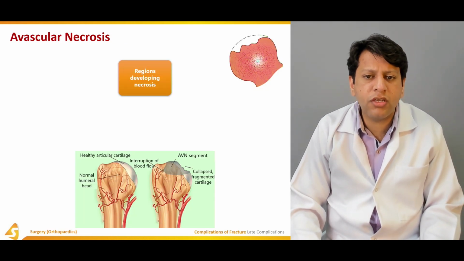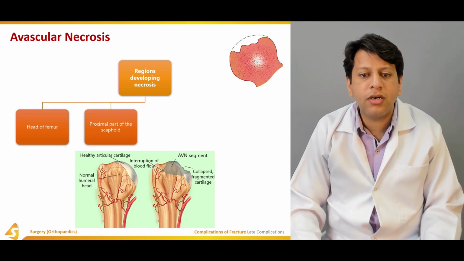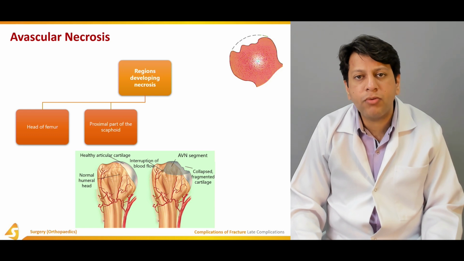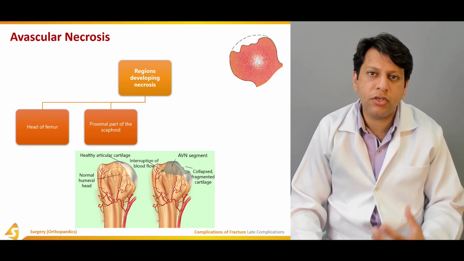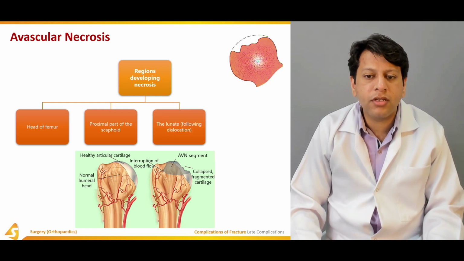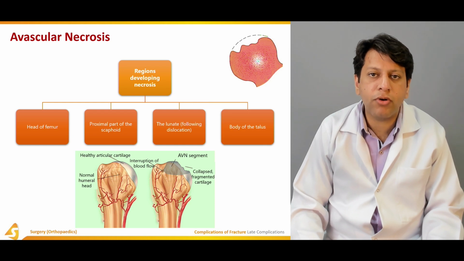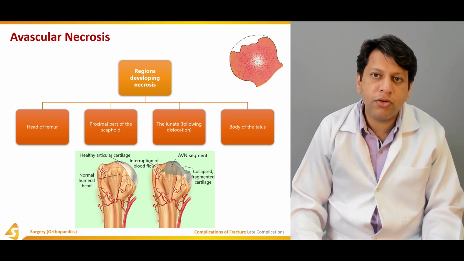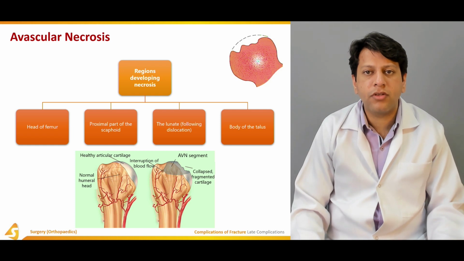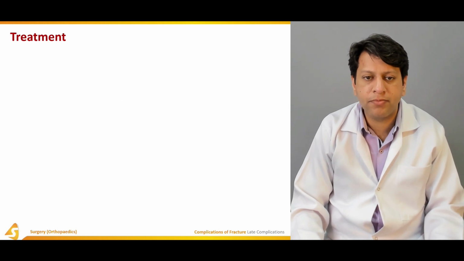Avascular necrosis, usually the region we can develop is the head of the femur, which is the most common. Other is the proximal part of the scaphoid, because the blood supply is such that usually it leads to scaphoid non-union. Other is the lunate, usually following perilunate dislocation, and it could be the body of talus, which may be due to the fracture of the talus associated with the ankle dislocation or usually ankle injury trauma.